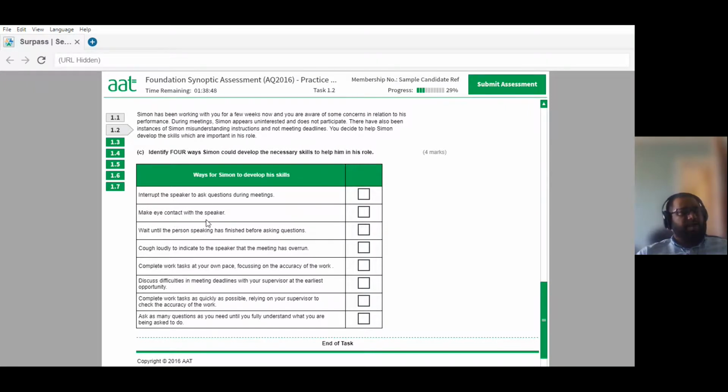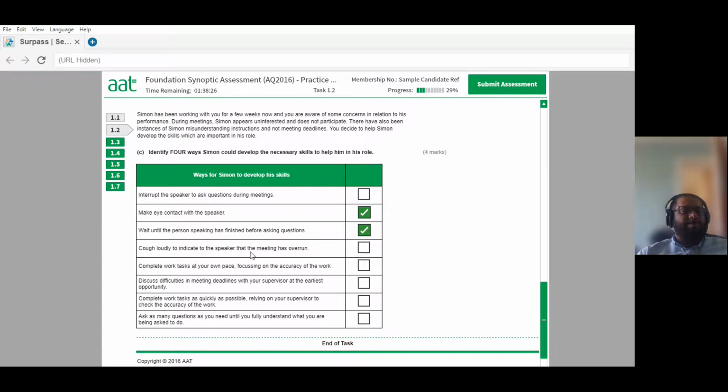Make eye contact with the speaker, of course. When somebody's speaking, you need to make regular eye contact, not just a staring contest, but facing towards them, seeing what they're saying, and making sure you have their attention that way. Wait until the person speaking has finished before asking a question. Yes, we have said that.